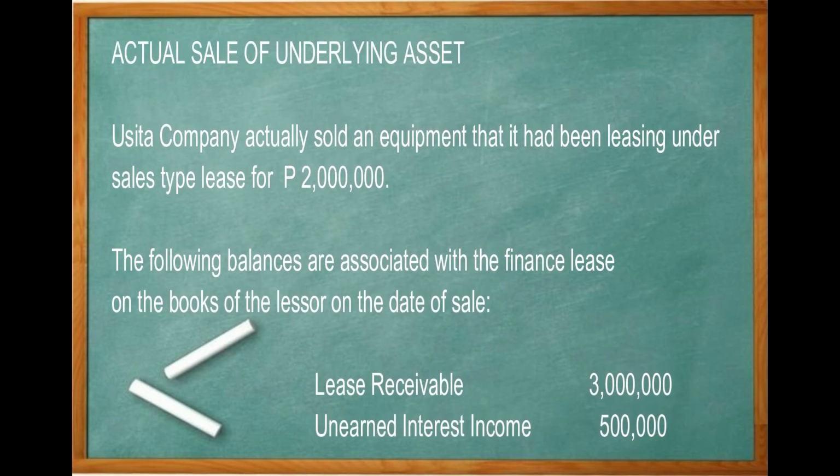Usita Company actually sold an equipment that it had been leasing under the sales type lease for 2 million. So sabi dito na naka-under siya sa finance lease, which is the sales type lease. The following balances are associated with the finance lease on the books of the lessor on the date of sale. Lease receivable 3 million, unearned interest income 500,000.